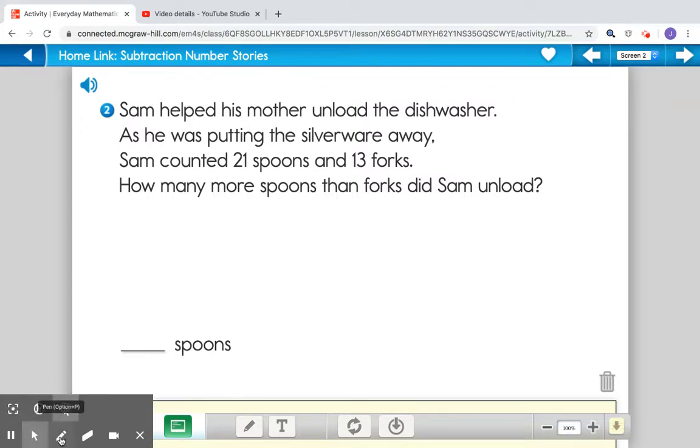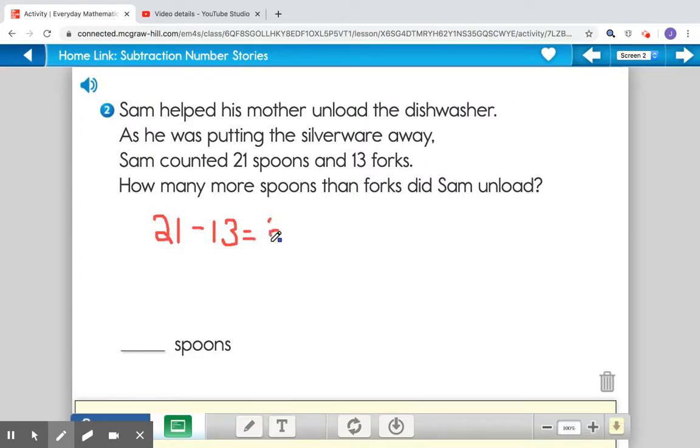Again, I'm going to set up your problem, and we are subtracting, boys and girls. We are not adding. We want to know how many more spoons there are. So we know that there's 21 spoons and 13 forks. So we're going to minus our forks because we want to find out how many more spoons there are than forks. And we're going to put a question mark because we don't know the answer.